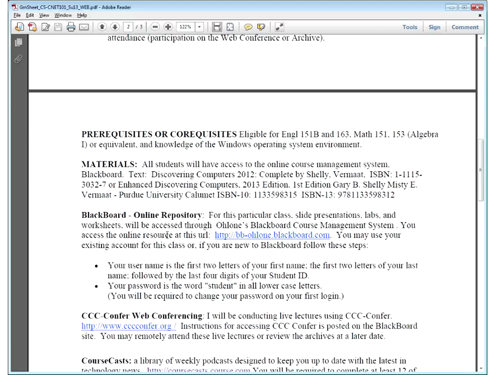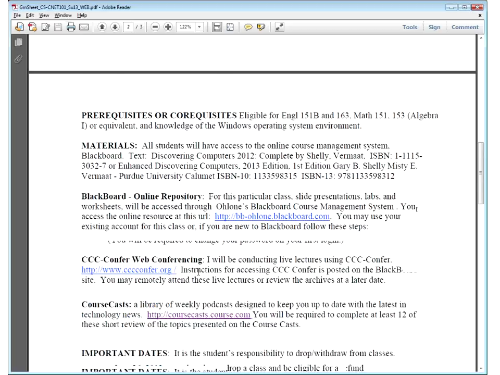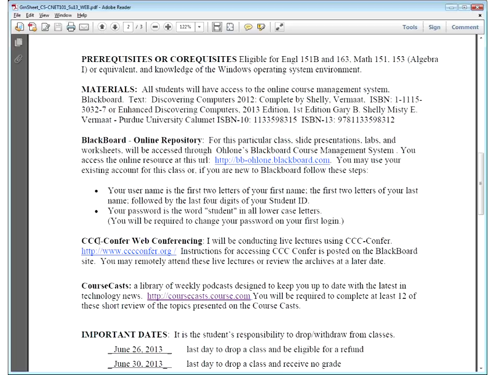I use Blackboard. That's the main online repository. Slide presentations, labs, worksheets, whatever you're going to be using are all listed there in Blackboard. Hopefully you all have access and have been able to log on. I use this tool for web conferencing, CCC Confer. It's a free tool provided to community college instructors throughout the state of California. As you can see, it's pretty powerful. It allows me to share applications and archive those lectures, and I can do that all for free.